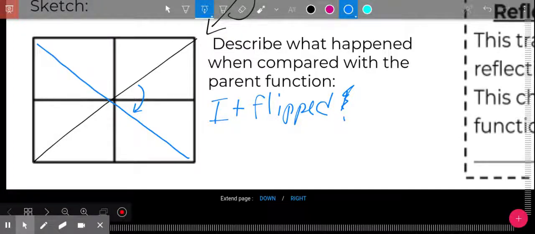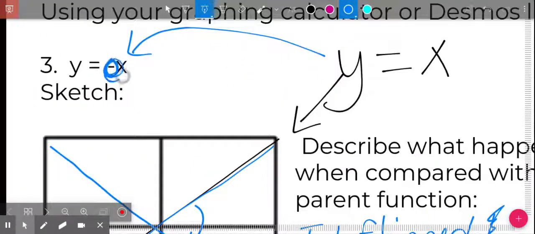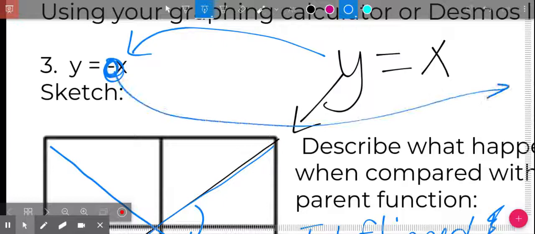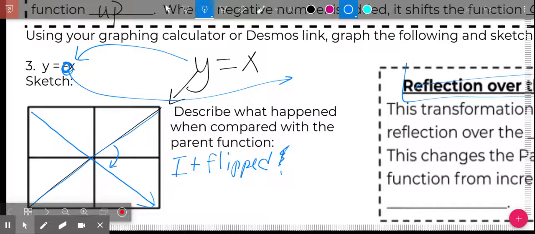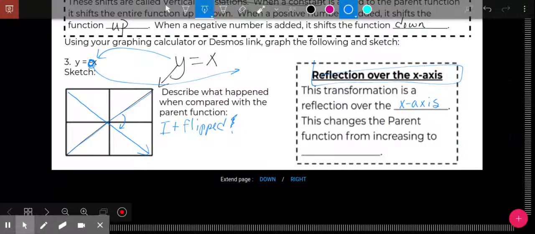Anytime we were going up, but now our function is going down, that's called a reflection over the x-axis. So anytime there's a negative in front of our x, we know that it's been reflected over the x-axis. So this transformation is a reflection over the x-axis. Makes sense, given the title of the box. This changes the parent function from increasing to decreasing.